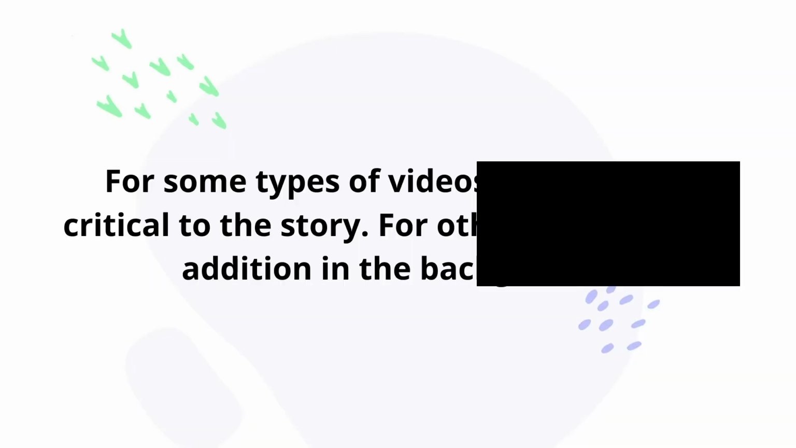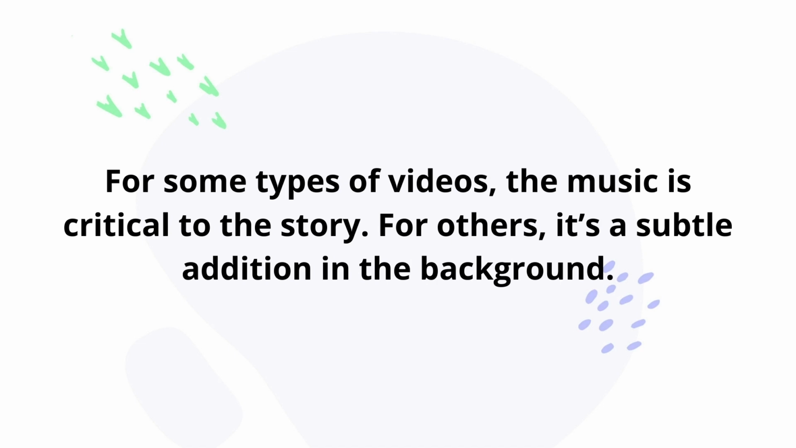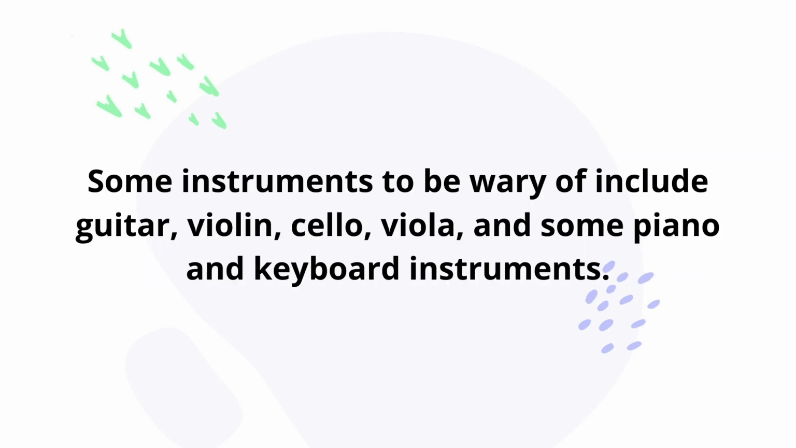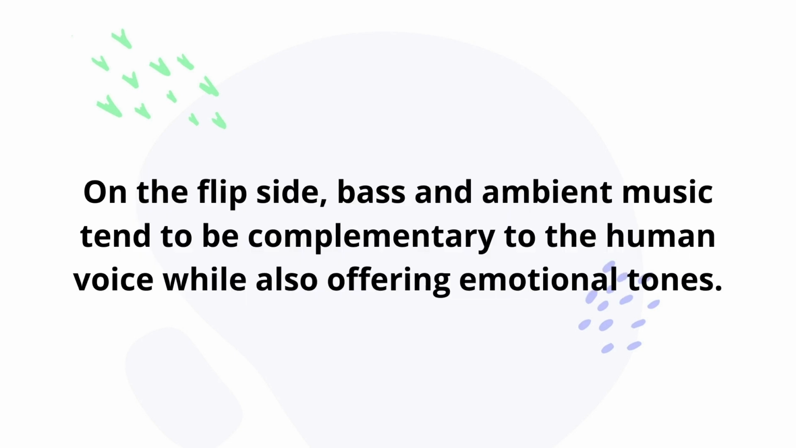Start by thinking about what purpose music has in your video. For some types of videos, music is crucial to the story. For others, it's a subtle addition in the background. If your video involves a lot of talking, be careful to avoid music that uses the same tones and notes as the human voice, because that could drown them out. Some instruments to be wary of include guitar, violin, cello, viola, and some piano and keyboard instruments. On the flip side, bass and ambient music tend to be complementary to the human voice while also offering some emotional tones.